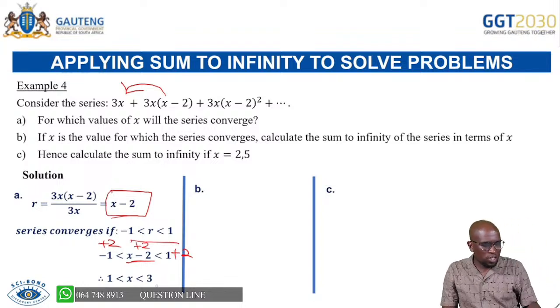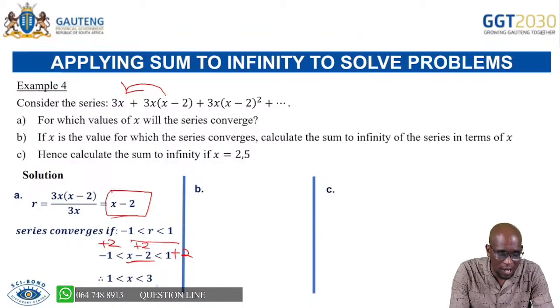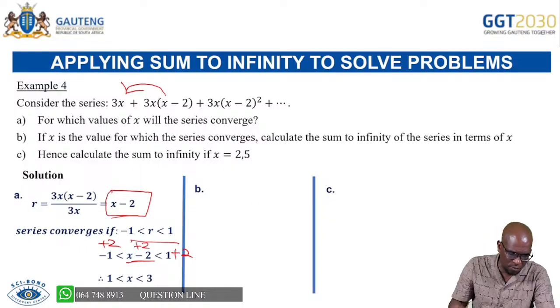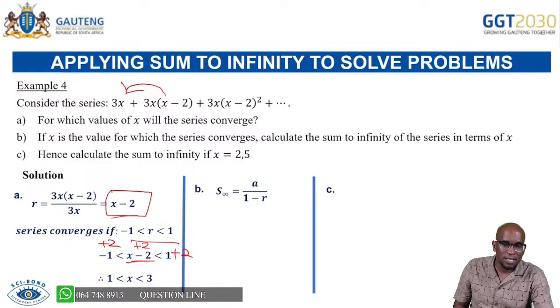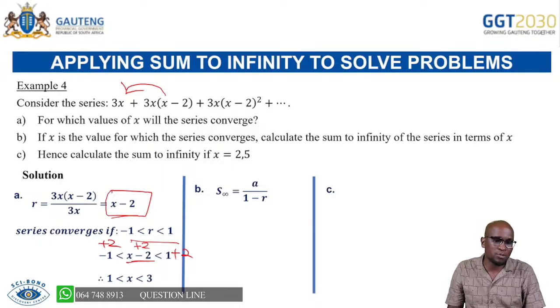Right. For which values of x, or rather, if x is the value for which the series converges, calculate the sum to infinity in terms of x. So we are going to substitute the values in terms of x in the sum to infinity formula. There's the formula there. S sub infinity is equal to a over 1 minus r, we substitute a in terms of x, we substitute r in terms of x.